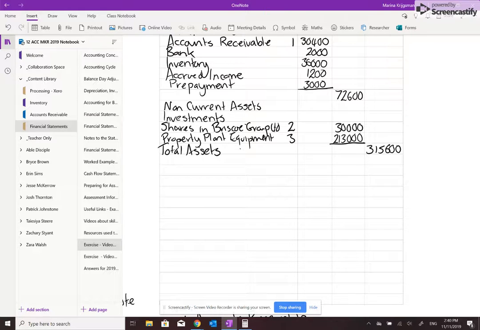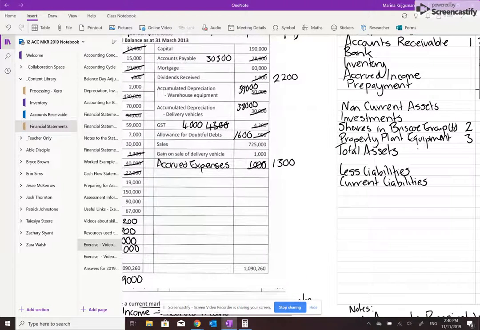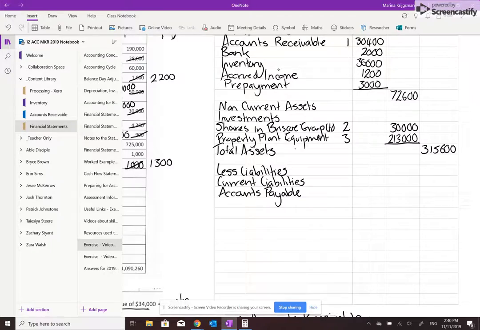Okay, right, now we're going to deal with our liabilities. So we're going to go less liabilities now. So first we're going to put in our current liabilities. So they're all the things that we have to pay in the next year. So they're going to be on our credit side. So we're going to go and look down here. Our first one's going to be accounts payable. And it's at 30,300.